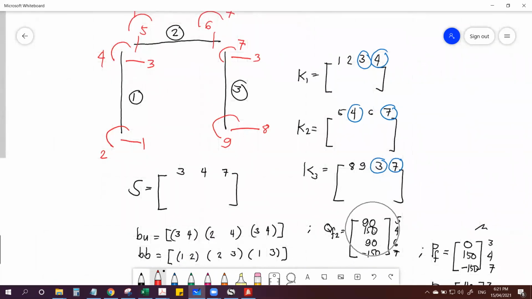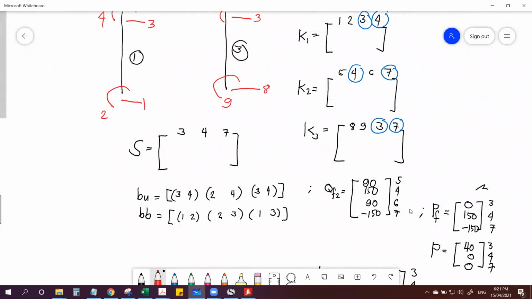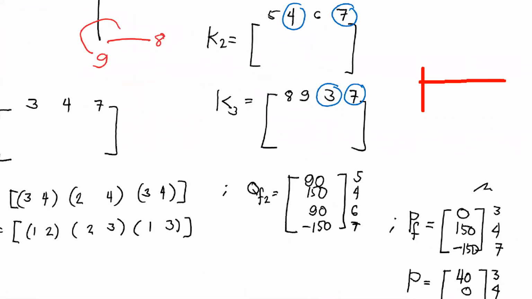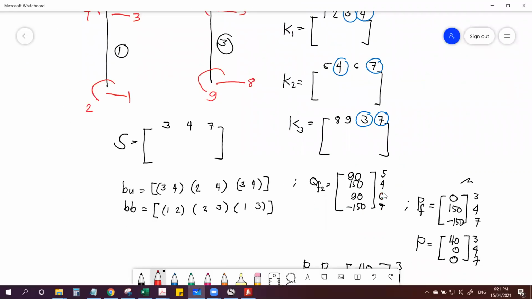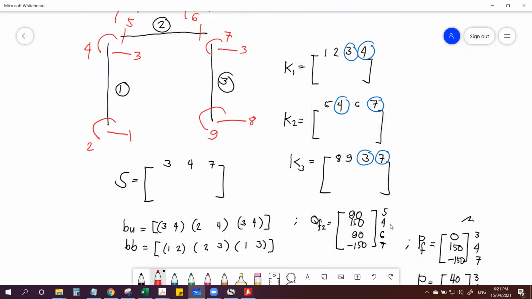Now for the QF, because we have a uniform load acting on member 2, QF is 90, 150, 90, and negative 150. So basically, it's a fixed uniform load. So the formula is WL squared over 12 for the moment. And for the reaction, it's basically WL over 2. Okay? And negative sign here. And don't forget to be consistent with the code 5467 for member 2.